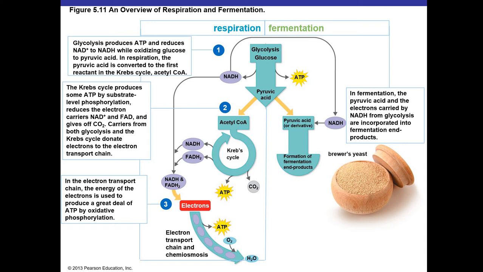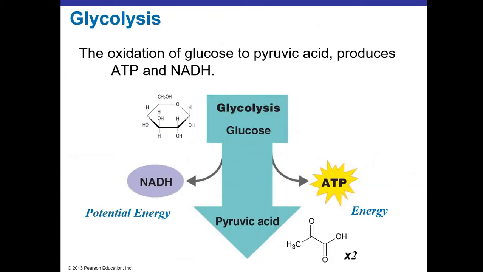But for now, we're going to focus on respiration and see how we generate our potential energy and then cash that in the electron transport chain. To get started, we're going to talk about glycolysis. Glycolysis is the oxidation of glucose to pyruvic acid. Glucose is a 6-carbon molecule. Pyruvic acid is a 3-carbon molecule.